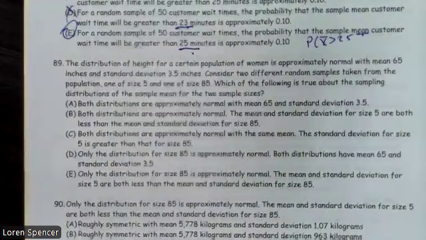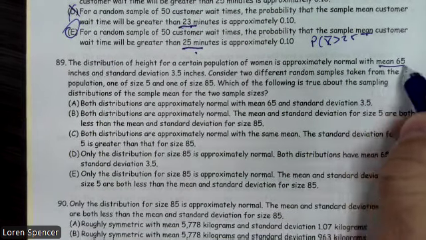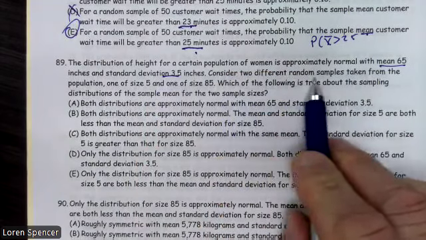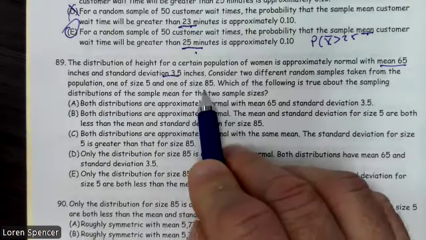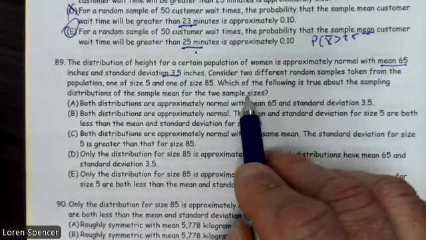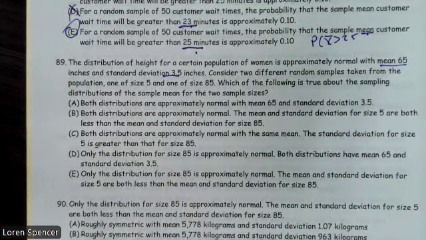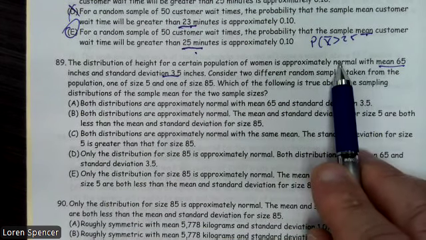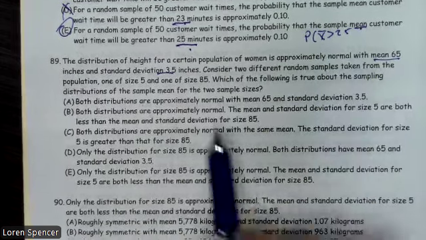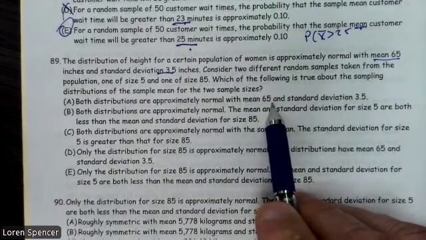89. The distribution of height for a certain population of women is approximately normal with a mean of 65 inches and a standard deviation of 3.5. Consider two different random samples taken from the population, one of size 5 and one of size 85. Which of the following is true about the sampling distribution of the sample mean of the two sample sizes? The mean is the mean is the mean. They said the underlying population is normal, so both are going to be normal regardless of sample size. So both distributions are approximately normal with a mean of 65 and standard deviation of 3.5.